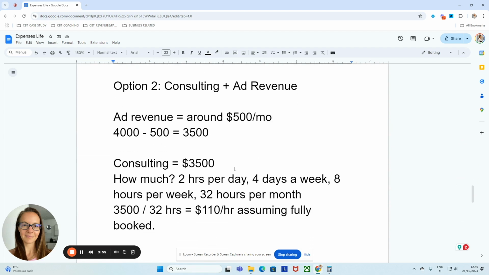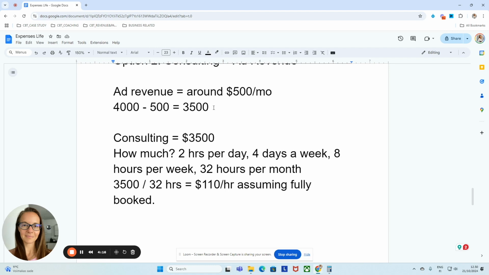So I was looking at maybe consulting plus ad revenue. If I did this option, ad revenue would be around 500 a month to be on the safe side. A lot of people I was finding were making about 500 a month as new YouTubers with ad revenue. So I was like, okay, 4,000 minus 500 is 3,500. That means I would have to make the additional 3,500 in consulting. Well, how much would that be?